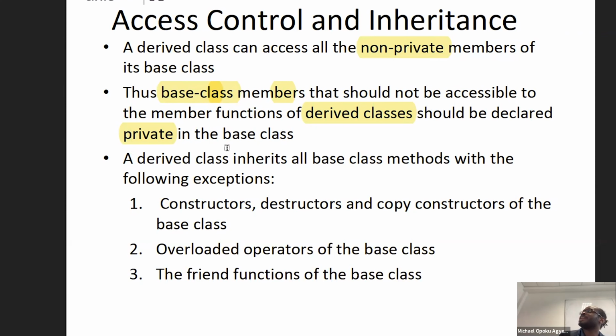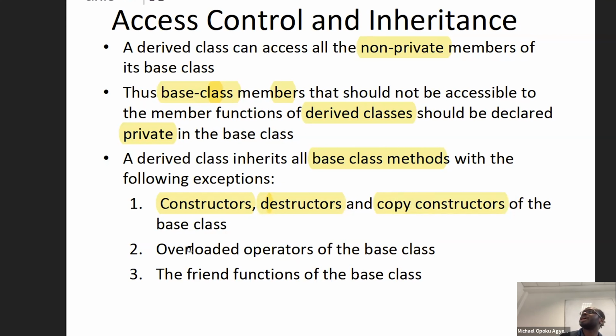So a derived class inherits all base member methods, and I would say the non-private member methods, with the following exceptions. Okay, it cannot inherit the constructor, which we have talked about. It cannot inherit the destructors, neither can it copy the constructors of the base class. Raman asked the question about constructors and destructors, which we clarified earlier.